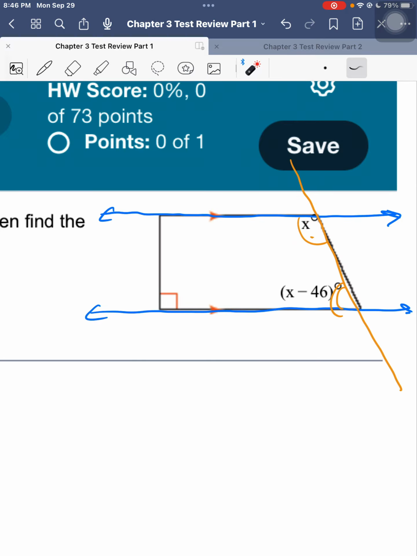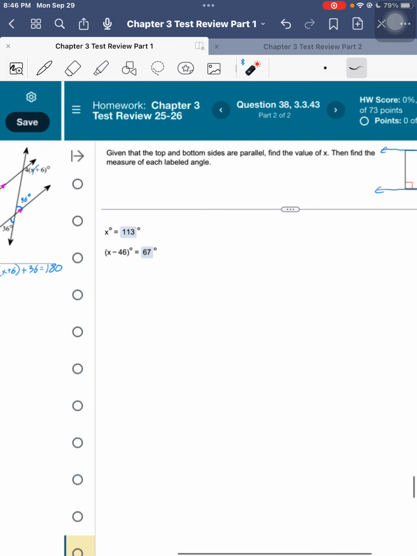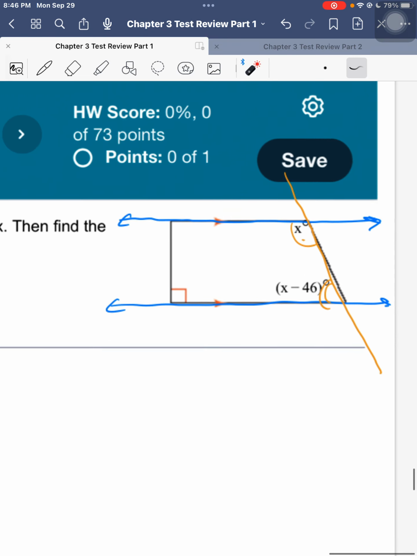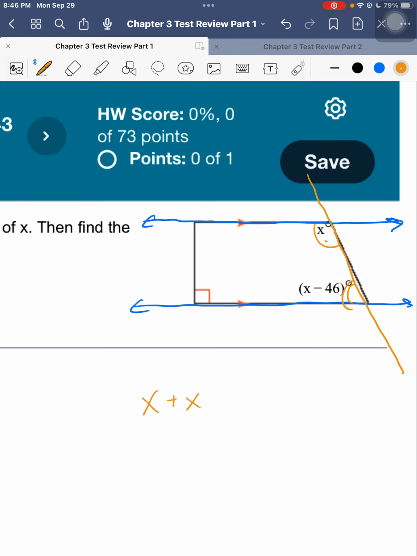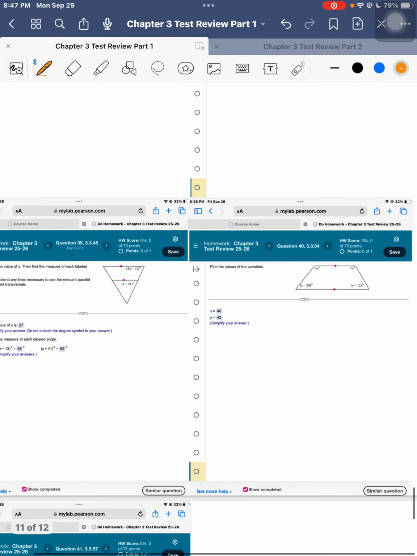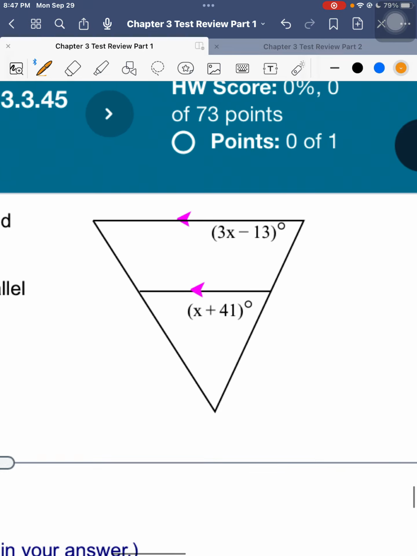And now it's easier to see that this and this are just what? Same side interior. So I'm gonna have to do x plus x minus 46 equals 180. Okay? And I think you guys can do the math on your own, right? There's going to be 2x, add 46 to the other side, and now whatever you got, I think that's 226, you divide, and there's your answer.